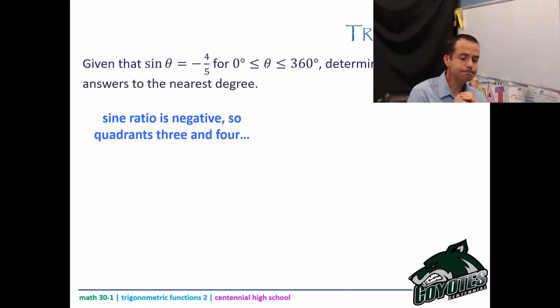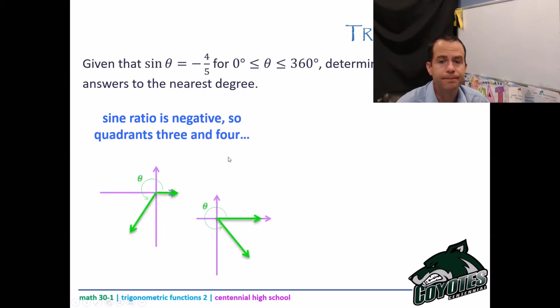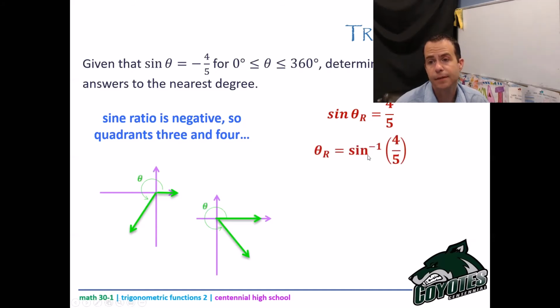So what I'm going to do is find the reference angle, and the reference angle will be the inverse sine of 4 over 5. Remember, I'm going to ignore that negative sign. So the inverse sine, or the arc sine, of 4 over 5 will give me the reference angle, and then I'm going to use that reference angle in quadrant 3 to get an angle, and then use it in quadrant 4 to get an angle. So theta's reference angle will be sine to the negative 1 of 4 over 5, so arc sine of 4 over 5. And that's going to give me 53 degrees.